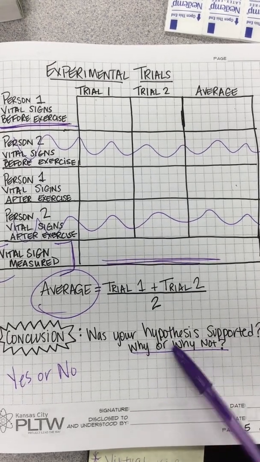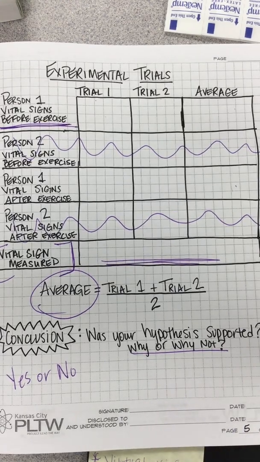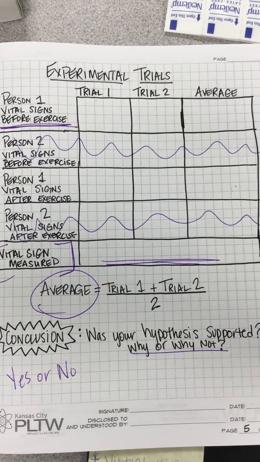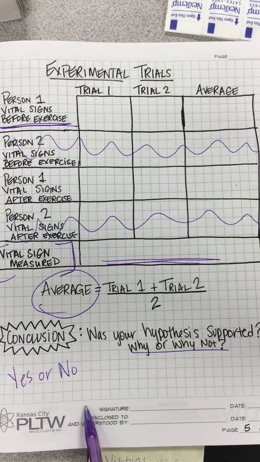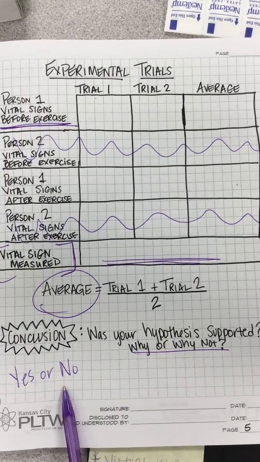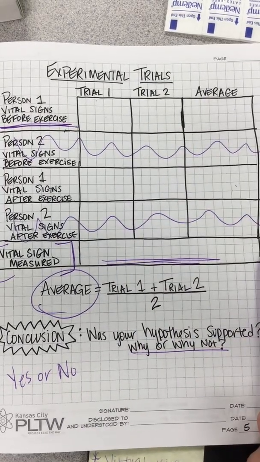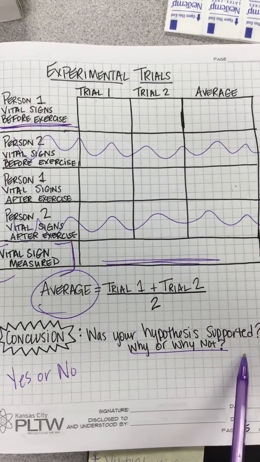Also, it's okay to not have your hypothesis supported. That happens all the time in science and medicine. So you will not get in trouble for having no here. It just needs to be an honest answer. Your grade is, was this answer honest and supported by your data? And then why do you think it was like that, okay?